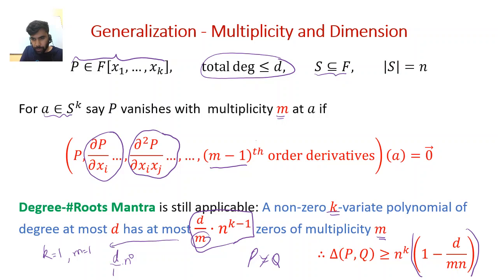And what has happened is that as m increases, the distance between p and q goes up. So this will be an important factor to remember.